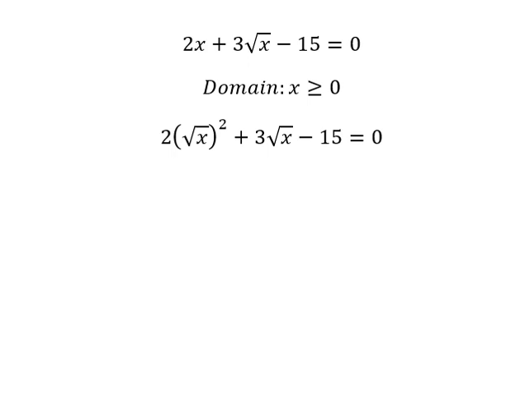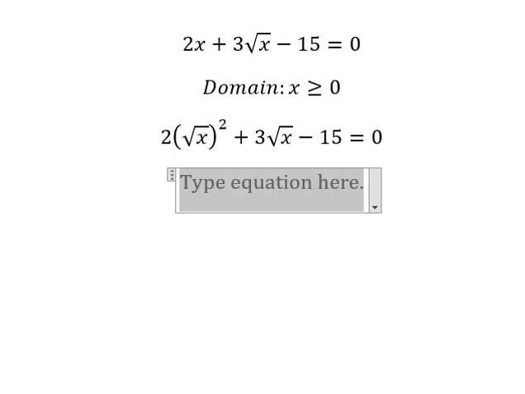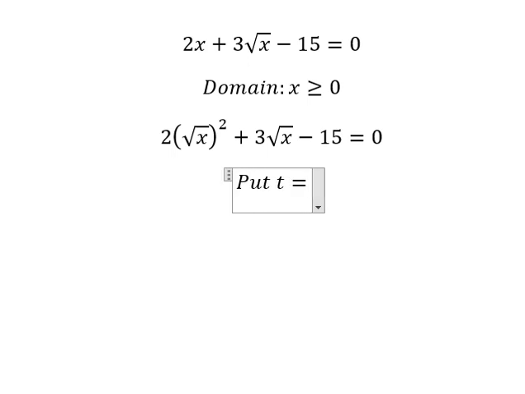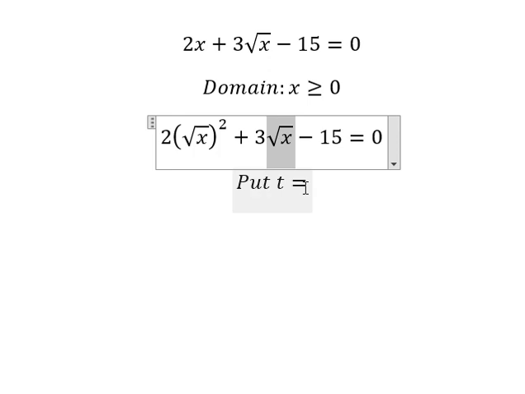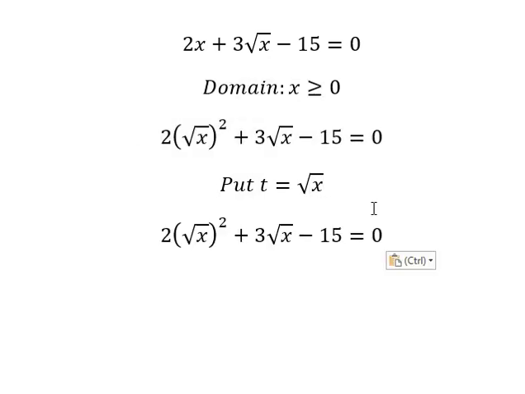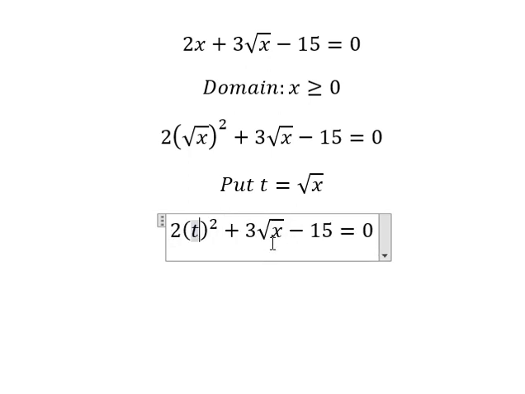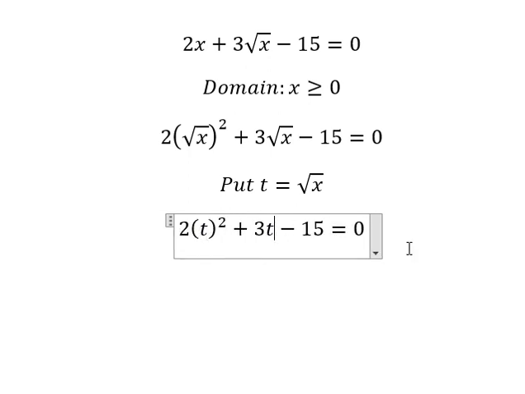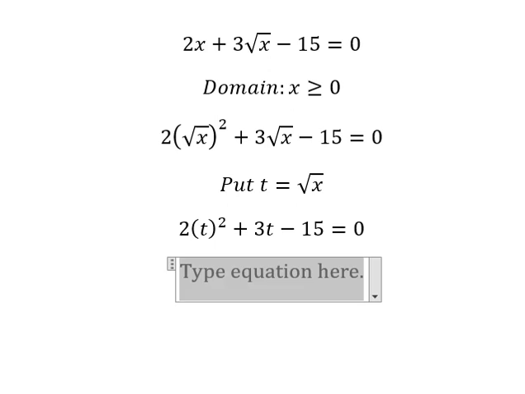So I will put t equals the square root of s. So this one we change for t. This one we change for t. Now we need to find the determinant.